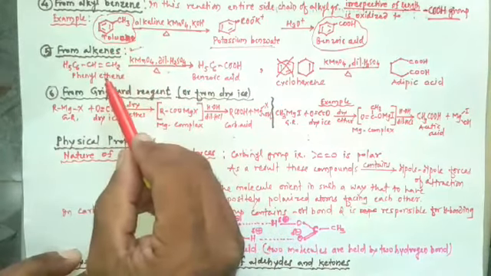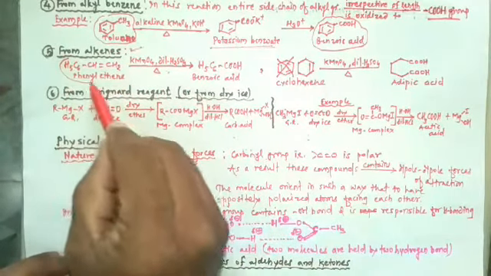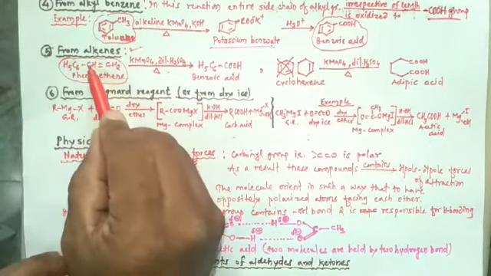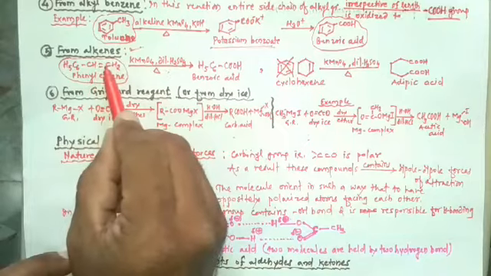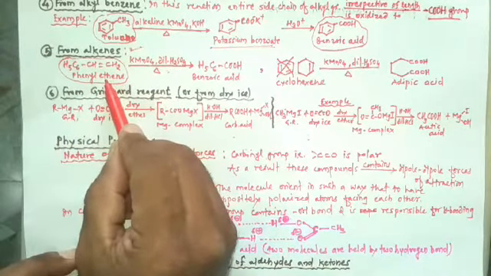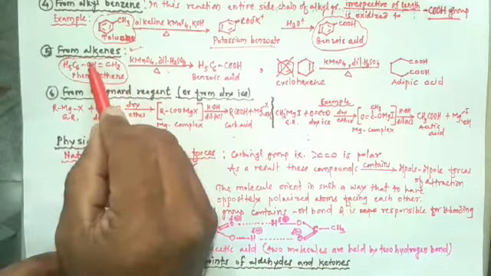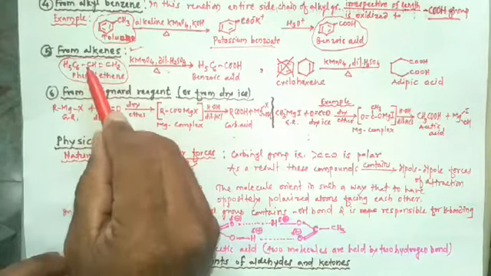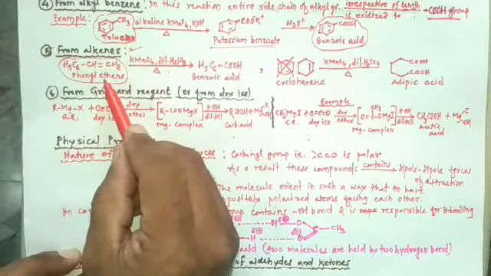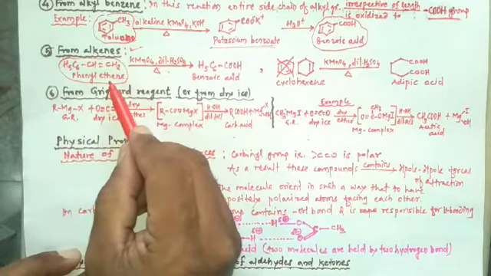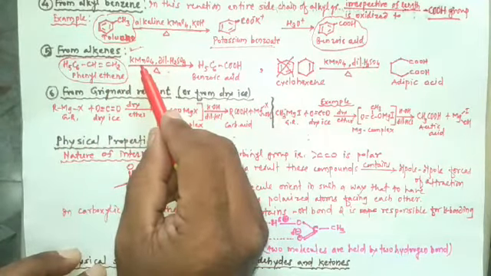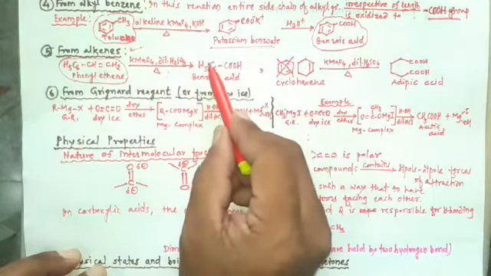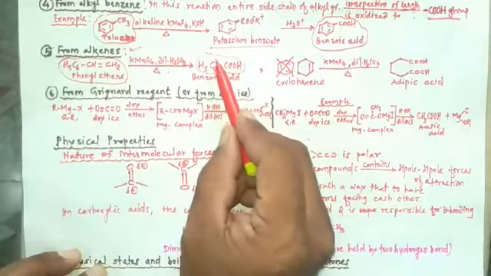Let's take one example. Here we are taking one alkene, and that alkene is phenylethene. Two carbon atoms are present, that's why the parent alkene is ethene, and to this carbon a side chain is attached, that is phenyl. So the name of this compound is phenylethene. Phenylethene on oxidation by KMnO4 in dilute H2SO4 produces an acid, and that acid is benzoic acid.